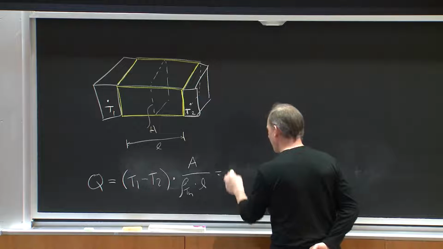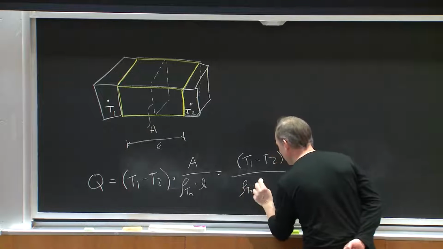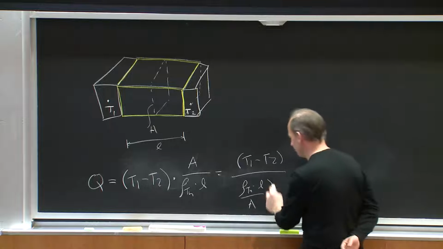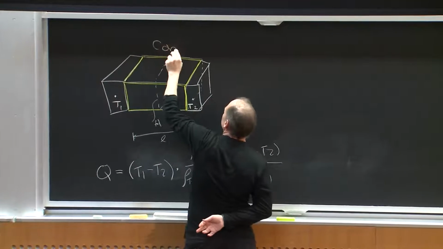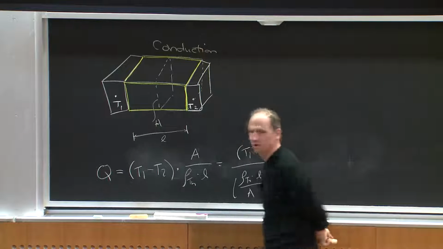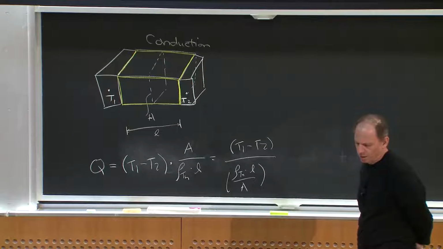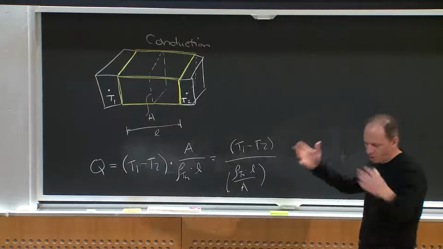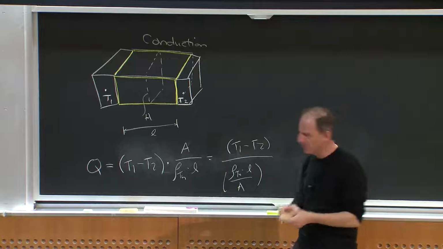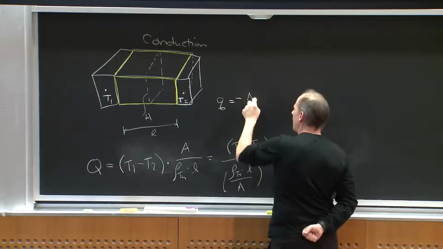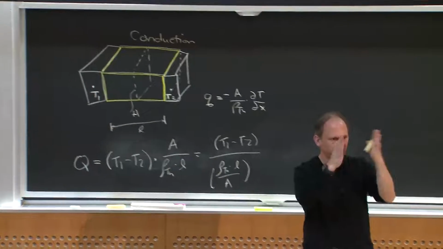I could rewrite this as T1 minus T2 divided by RTH times L divided by A. That would be another way to write this, okay? So this would reflect conduction of heat, okay, in steady state, okay? This relationship is sort of a bulk relationship, right? I could create an incremental relationship, which would be Q is equal to minus A over rho TH dT/dx. Okay, that would be if I treated everything as a little increment in space.